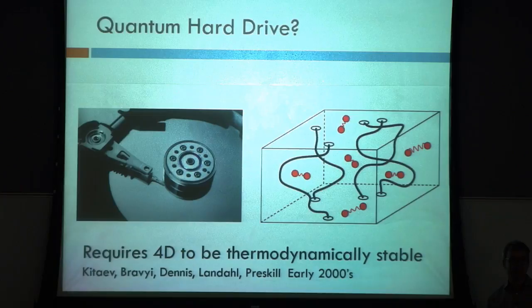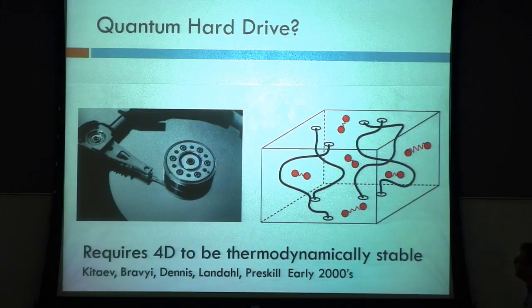Can we make a system whose physical interaction preserves that information? The good news was yes. The bad news was it required basically the system to be four-dimensional. If it wasn't four-dimensional, there would be some error that would act like a string, which would ruin your memory, in the same way that a one-dimensional magnet is also not thermodynamically stable, right? You need higher dimensions.